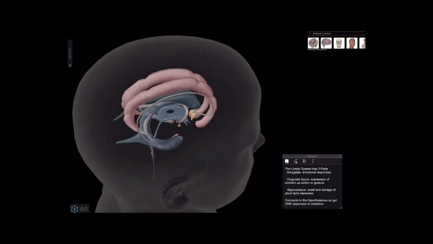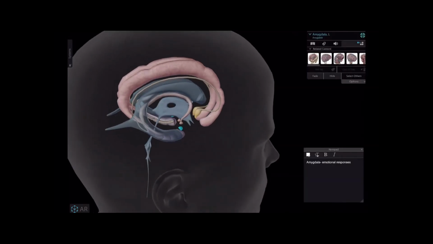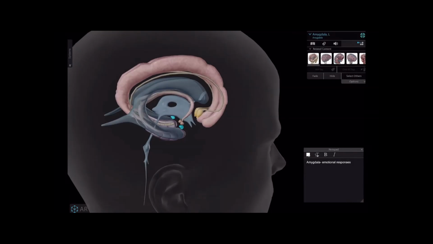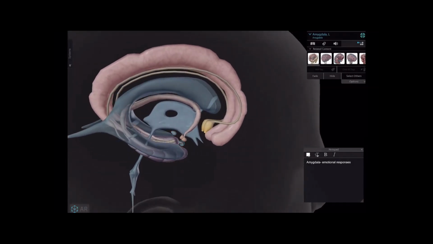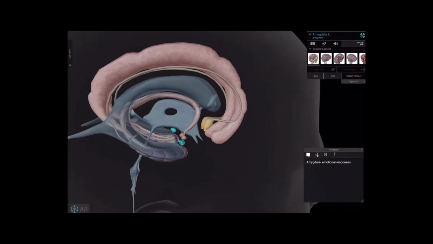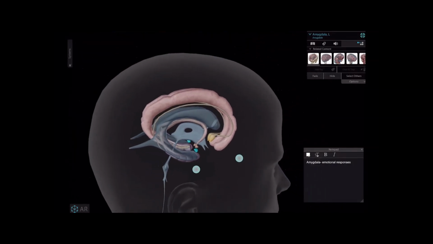Okay, here we are. This is the slide I wanted. The limbic system. Remember, within the limbic system, we have 3 parts: amygdala, cingulate gyrus, and the hippocampus. The amygdala here, highlighted here, let me zoom in there for you. So there's the amygdala right here. This is where our emotional responses come from. Look how small those structures are. Emotional responses.